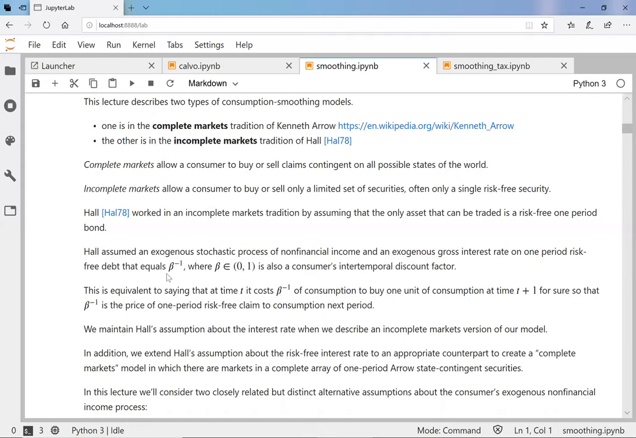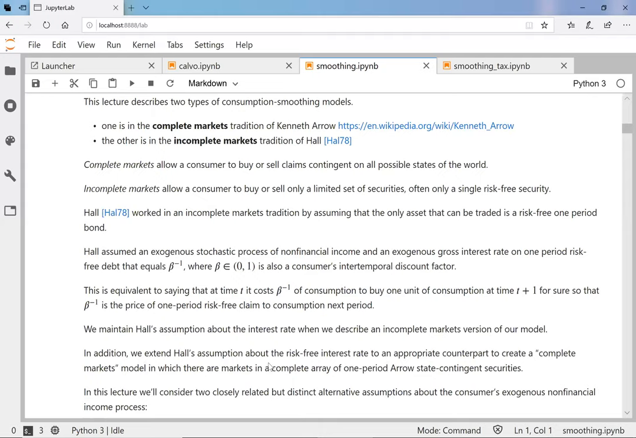But we're going to freeze that interest rate at beta inverse. The gross interest rate's beta inverse. So beta is a discount factor of the consumer. So, you know, the key thing in those Aiyagari or Bewley models you saw was beta times R. In those models, in equilibrium, it's always less than one. Well, here, because we want to recover Hall and Milton Friedman, beta times R is going to be one, because the gross interest rate's beta inverse. This is the deal. So I'm going to maintain Hall's assumption when I go to a complete markets version of his model.